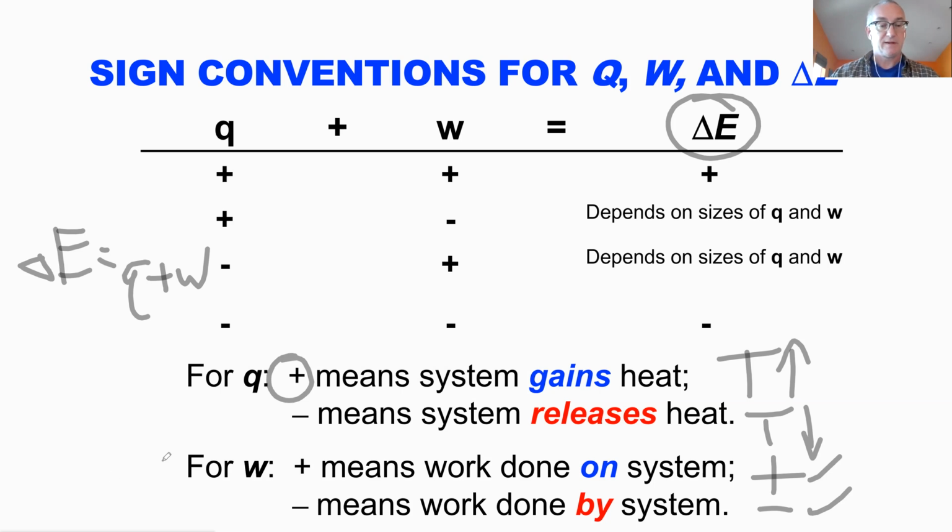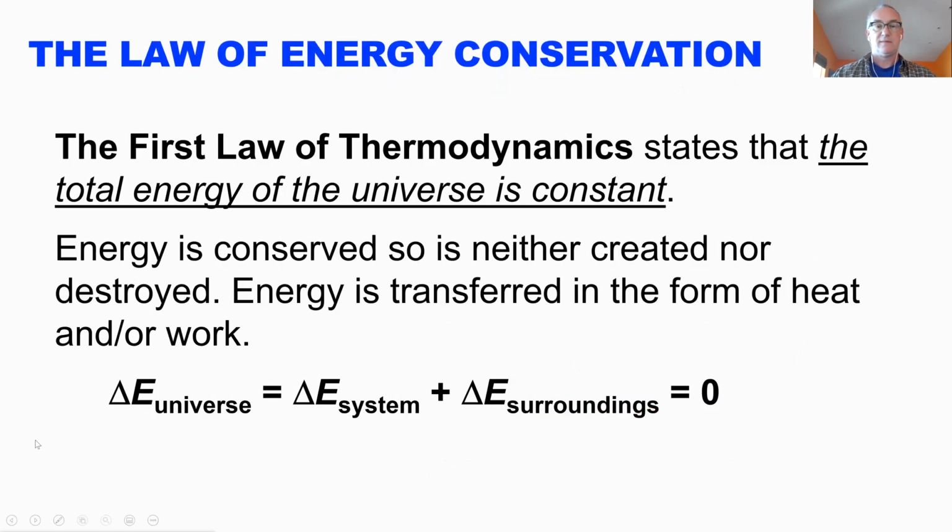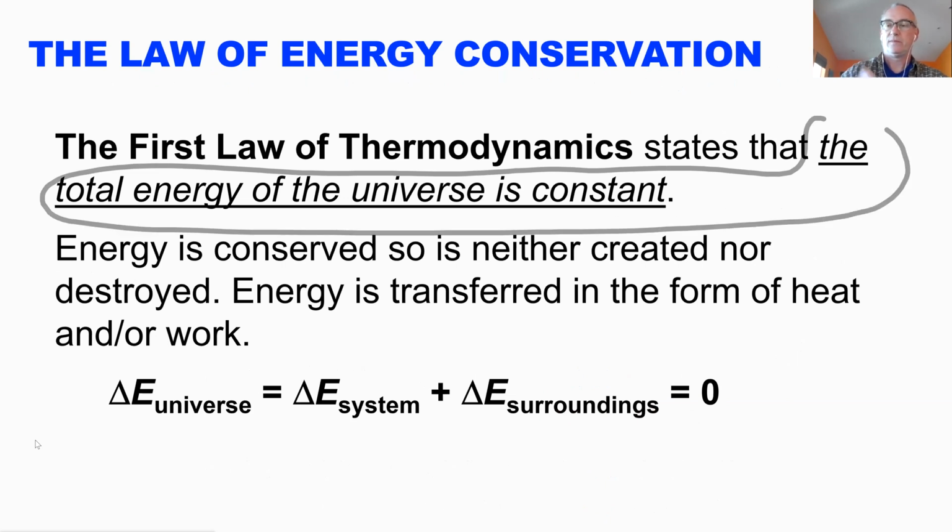Okay? So let's look at something you may or may not be familiar with. The first law of thermodynamics, which I sort of alluded to already. It basically says what I've mentioned before. The total energy of the universe stays the same. So any change in any system is reflected in an equal and opposite change in the surroundings. So energy is conserved. You can't make energy, you can't destroy energy. All that happens is you're taking energy in one form and converting it to another.